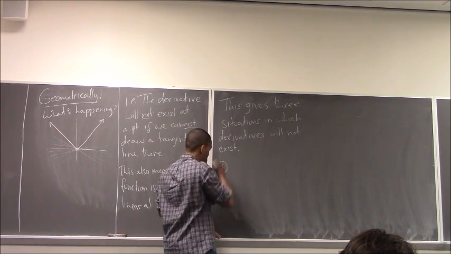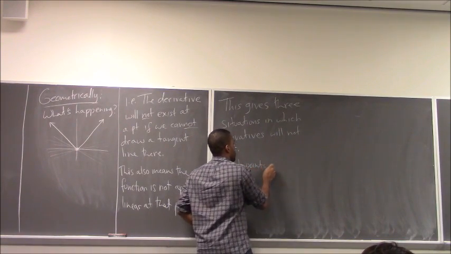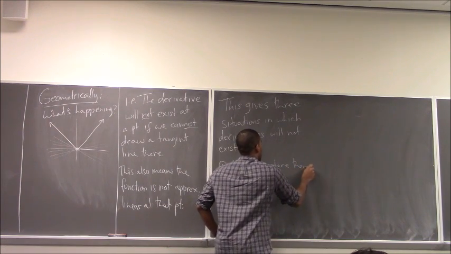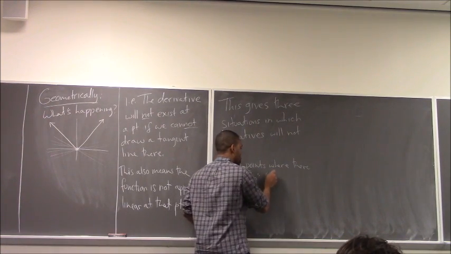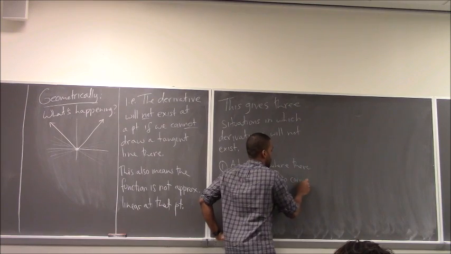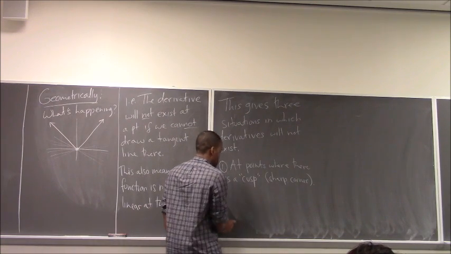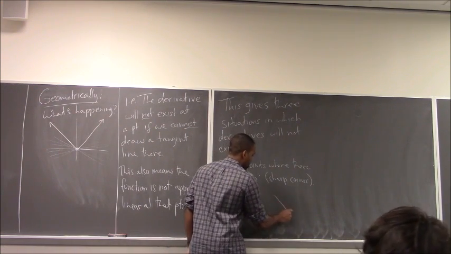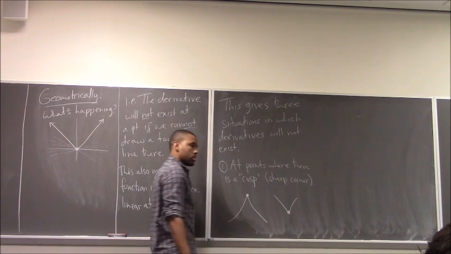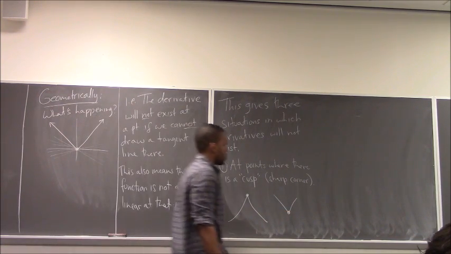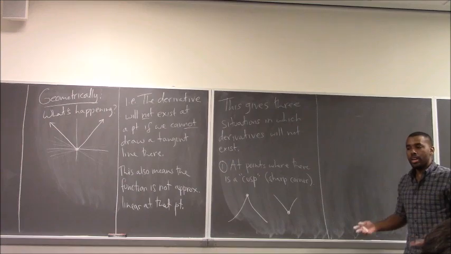One is at points where there is a cusp. Cusp is a fancy mathematical way of saying sharp point. That's what math people call sharp corners. They call them cusps. So if there's a sharp corner like this or this, anything like that, you cannot find derivatives at sharp corners. It's impossible. And again, why? You can't draw tangent lines at sharp corners. You cannot zoom into a sharp corner and make it look like a line.